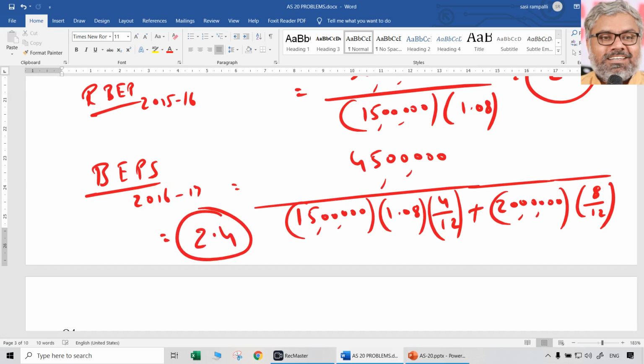That is the answer. 2.4 is the basic EPS for the current year, by taking the denominator carefully, multiplying the number of shares prior to the rights issue with the right factor. Of course, also with the time weighing factor for the current year, because those are there for only 4 months. Later on, the same shares became 20 lakhs. That is multiplied with the time weighing factor for the remaining number of months. So basic EPS for 16-17 is 2.4.